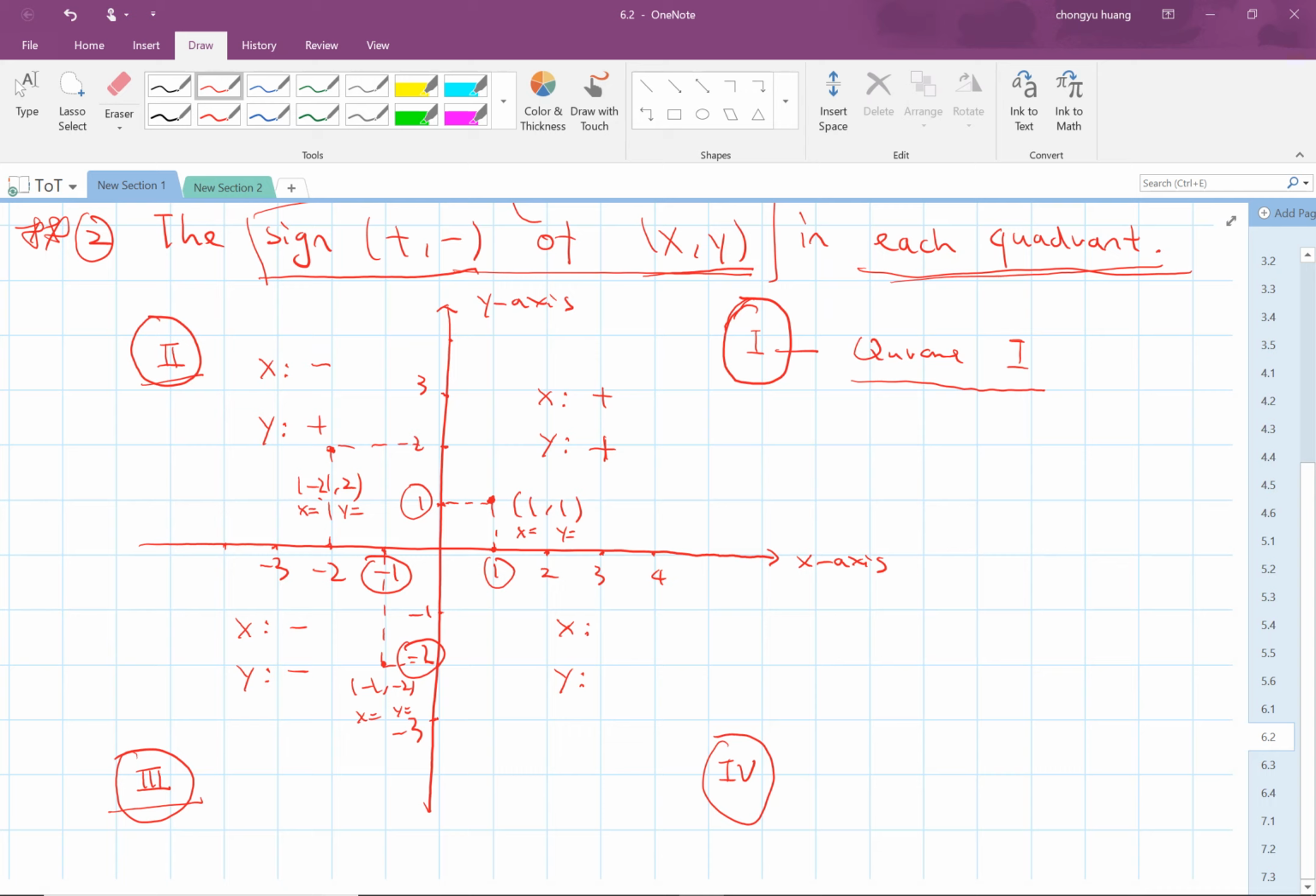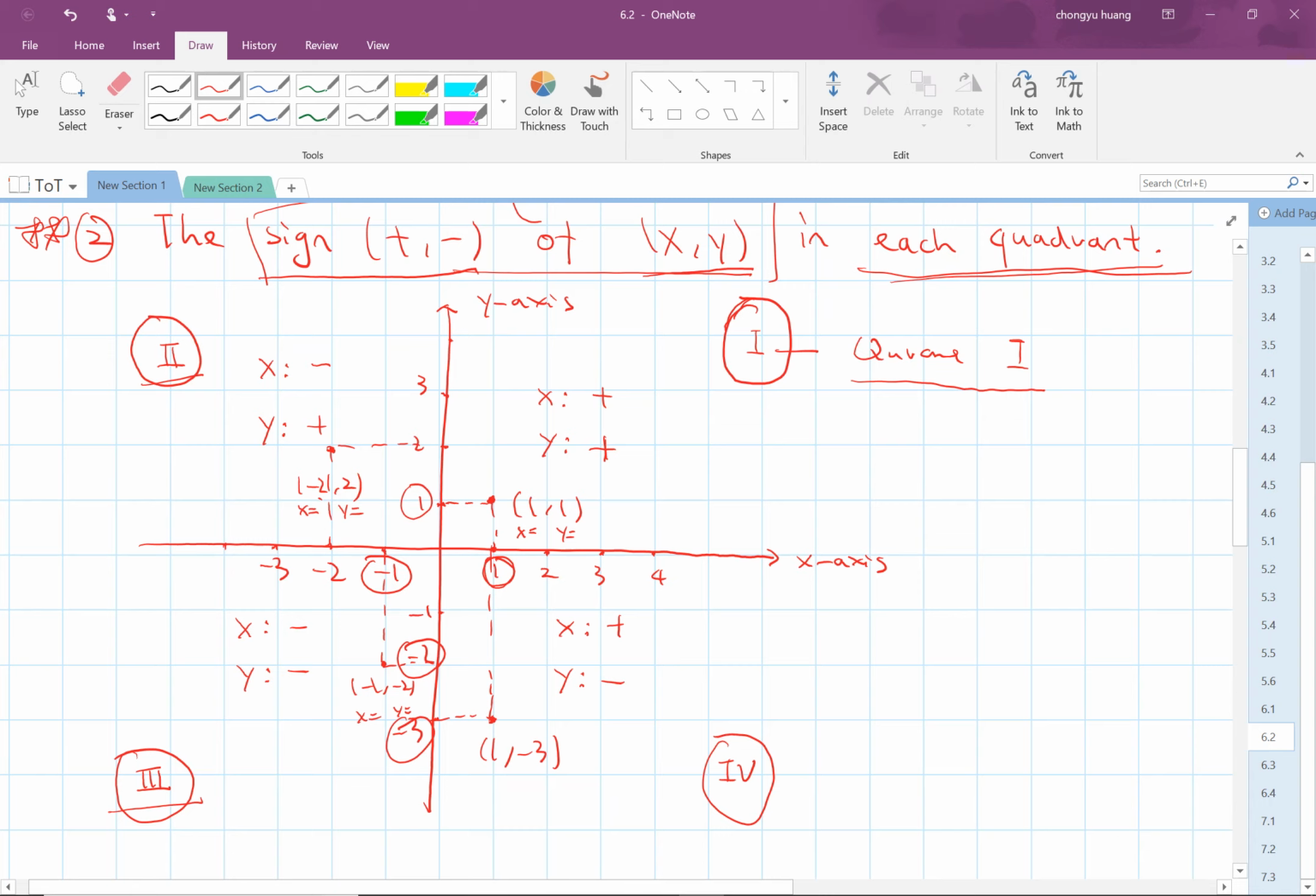But here, to demonstrate, I have to put in the point, just to make things easy for you guys to know it. And on this point, you can see we have x equal to 1, and y equal to -3. So x will be positive and y will be negative.